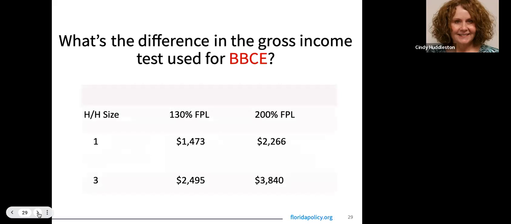What does this look like in real numbers? Who benefits? Well, as you can see from this slide, there really is a significant difference in the income limits for SNAP applicants if you use 200% of poverty as opposed to 130% of poverty. And Florida uses the 200% of poverty for broad-based categorical eligibility instead of 130%. Next slide.